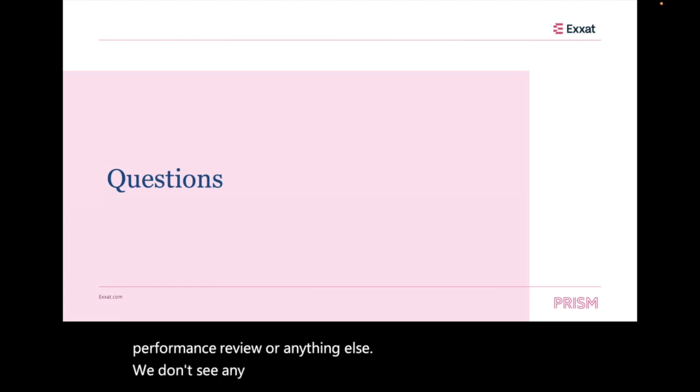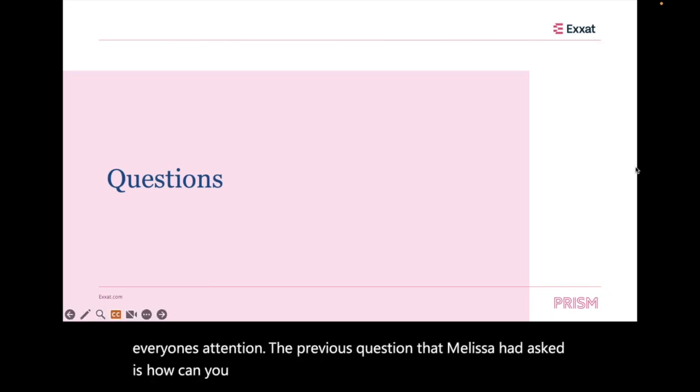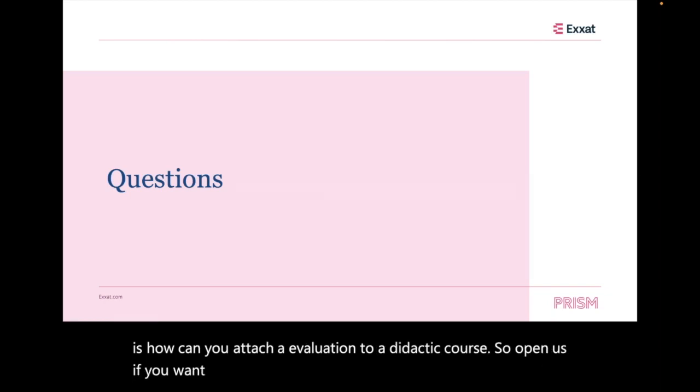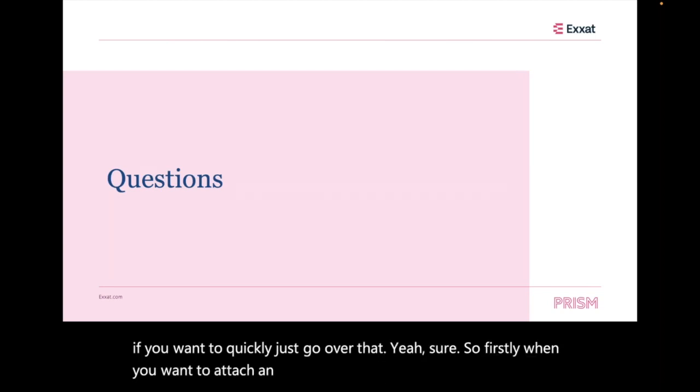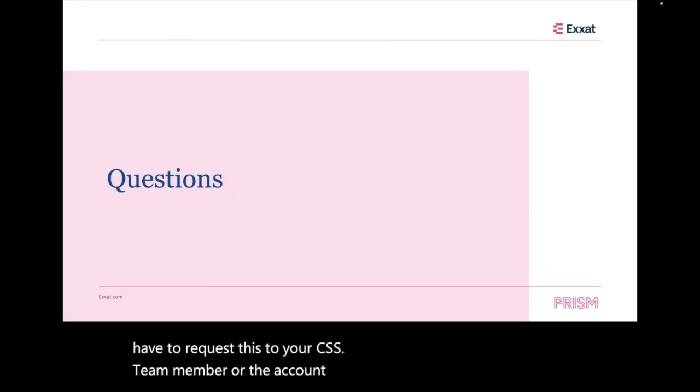I just wanted to bring to everyone's attention the previous question that Melissa had asked: how can you attach an evaluation to a didactic course? So, Panaz, if you want to quickly go over that. Sure. When you want to attach an evaluation to a didactic form, you would have to request this from your CSS team member or the account manager. They will collect those requirements and set it up.